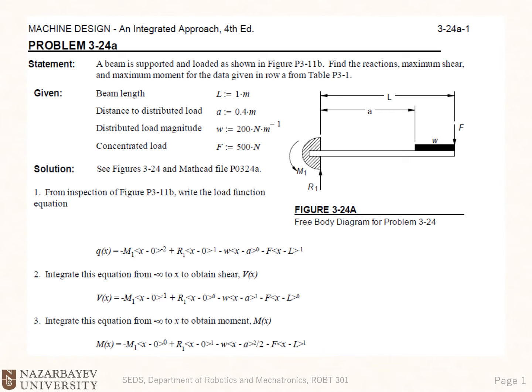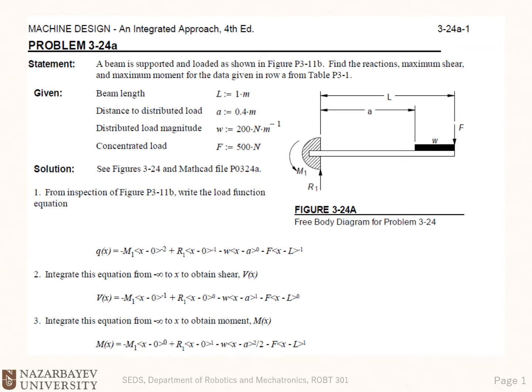Hello everyone. We are going to go through the solution of problem 3-24A. So hopefully it could help you to solve the other similar examples.